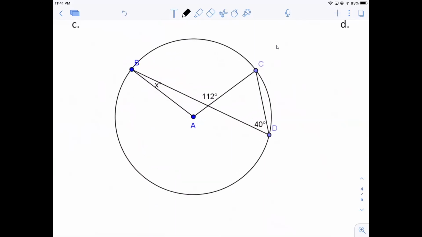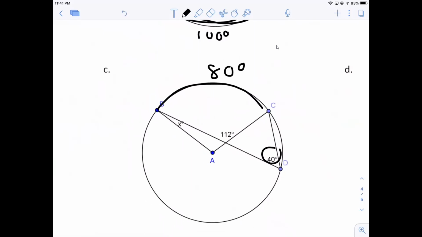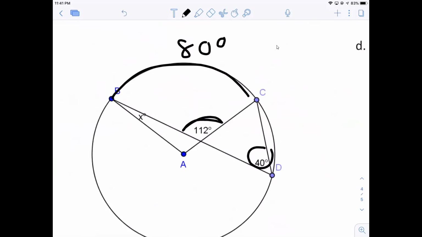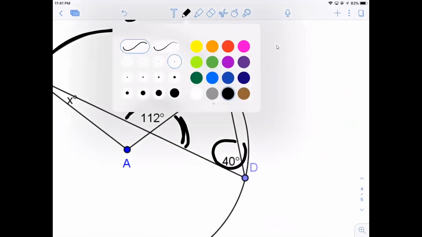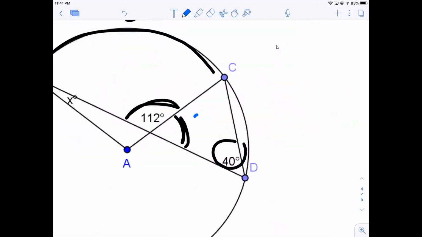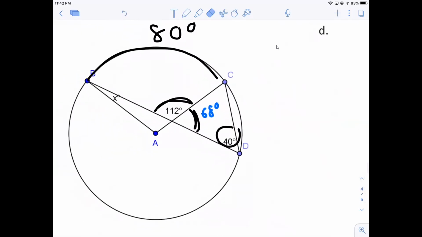All right, this one, that's 40 degrees, which means BC is 80 degrees. I'm guessing this angle there is 112, which would make this its supplement. 180 minus 112 is 68 degrees, which makes CD 100, and, well, it doesn't, because that's not an inscribed angle, so be careful with that. Make sure you don't make that mistake, like I was about to.